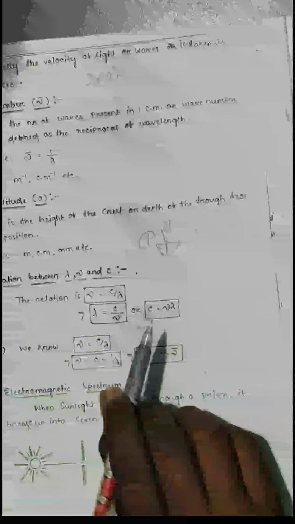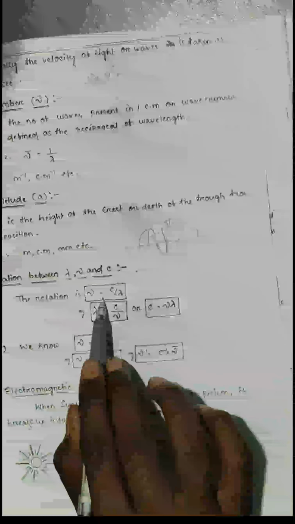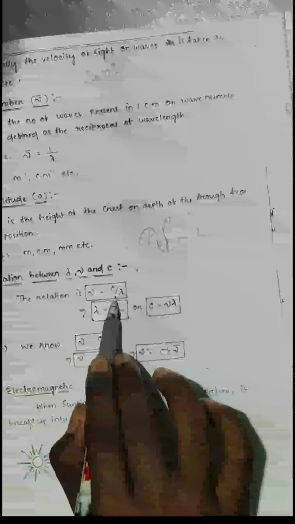There is a relation between lambda, nu, and c. The relation is nu is equal to c by lambda. You can take a screenshot of this equation and of the relations of other equations. Take a screenshot if you want.